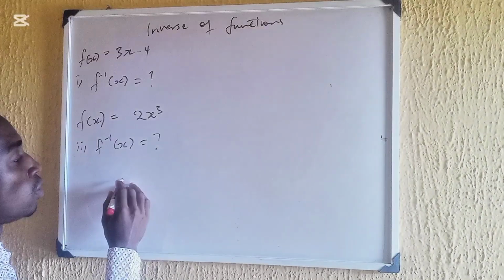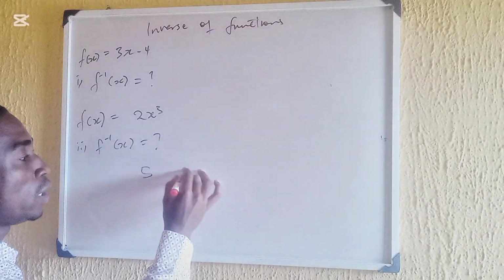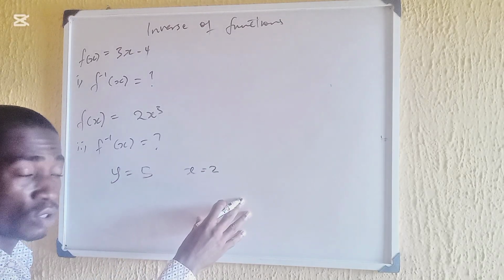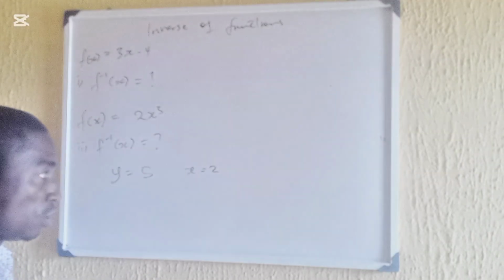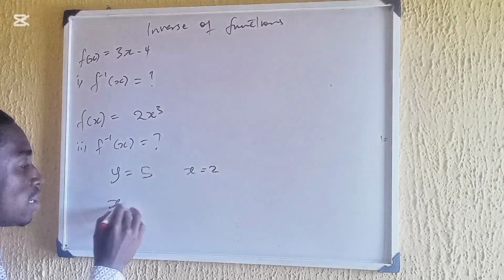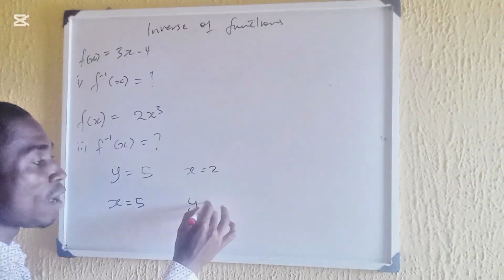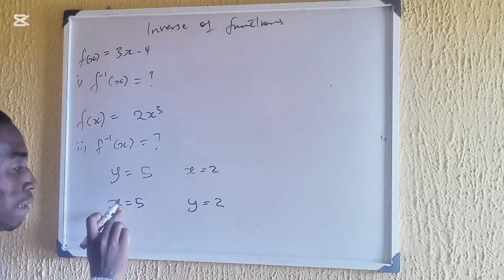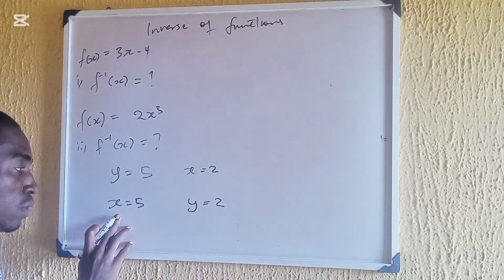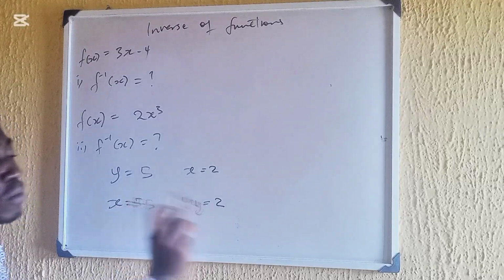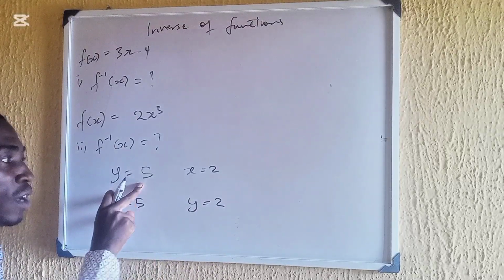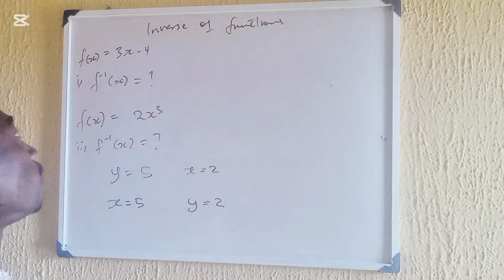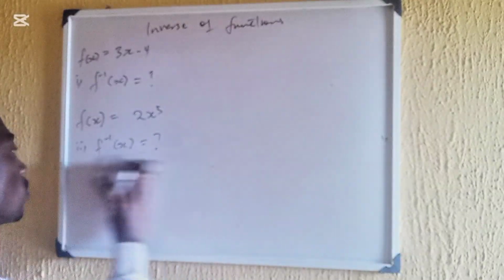So let's assume a function gave us 5 when x is equal to 2. Let's say we have y equal to 5 when x is equal to 2. What the inverse of a function does is that when you now make x equal to 5, that means your y will be 2. So the function that returns 2 when x is 5 is the inverse of the function that gives us 5 when x is equal to 2. Now let's find the inverse of the following functions.